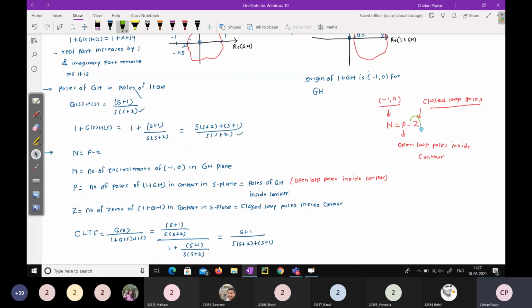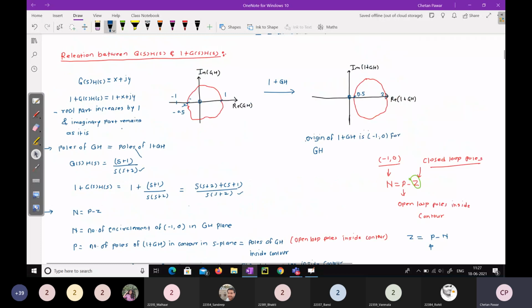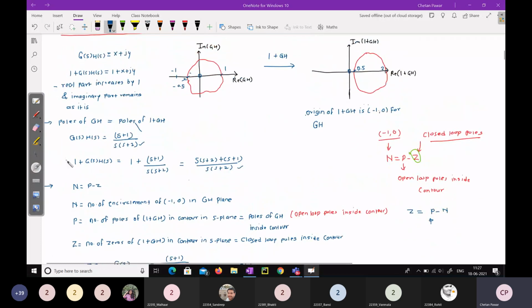Okay. Now, if I simplify this equation, that will become Z is equal to P minus N. Okay. So what is the P here? Open loop poles. So now while drawing the Nyquist plot, what am I using? I am using the open loop transfer function only. So I have with me the open loop transfer function. So I know that for this open loop transfer function, there are two poles. Okay. One at 0, one at -2, one at origin, one at -2. Okay. So I know the P value.